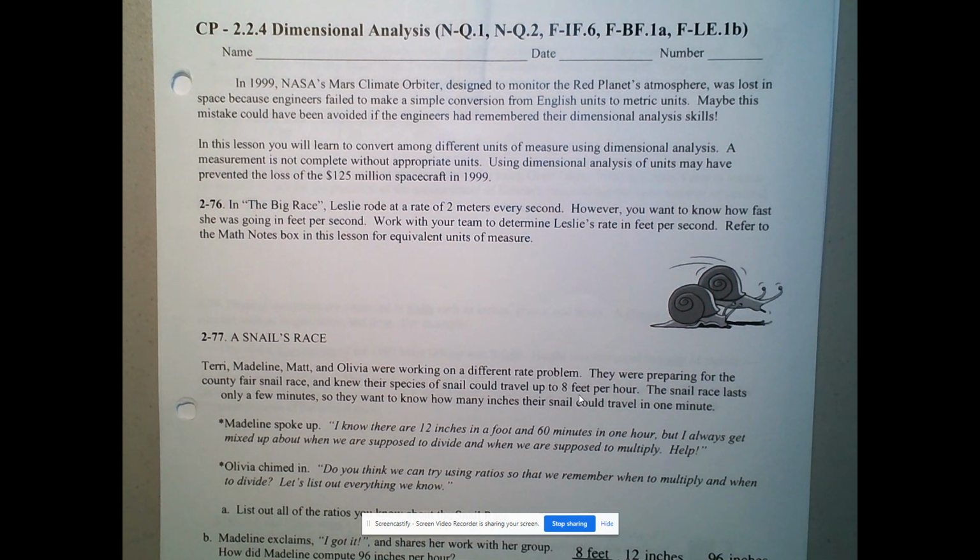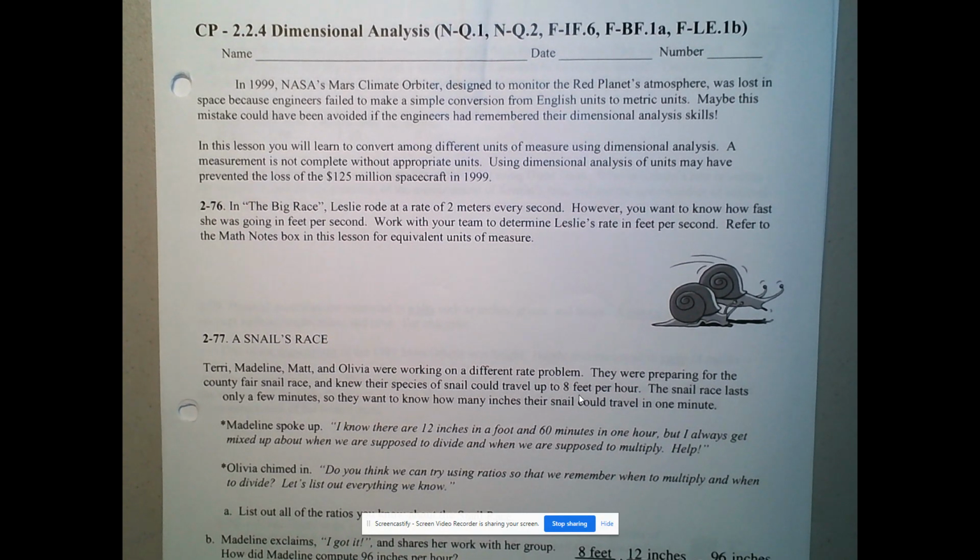So, the big race. Leslie rode at a rate of 2 meters every second. However, you want to know how fast she was going in feet per second. Work with your team to determine Leslie's rate in feet per second. Refer to the math notes box in this lesson for equivalent units of measure. So if you need units of measure, they are also in your agenda.